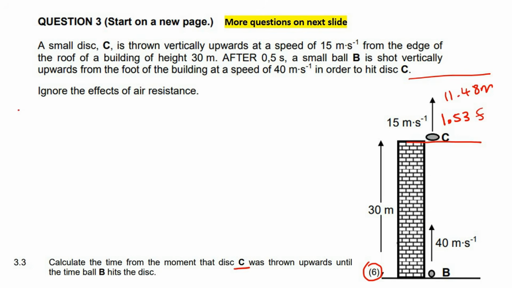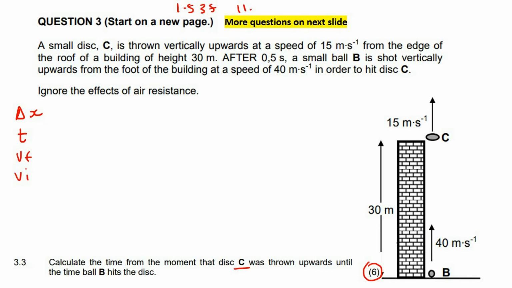So we've got different things in these sections. We've got distance, we've got time, we've got final velocities, initial velocities, for example. Now, you got to think about this carefully. I'm going to take all of this out right now. I'll leave those values here just so we've got them, and 11.48 meters. You need to think about this carefully.